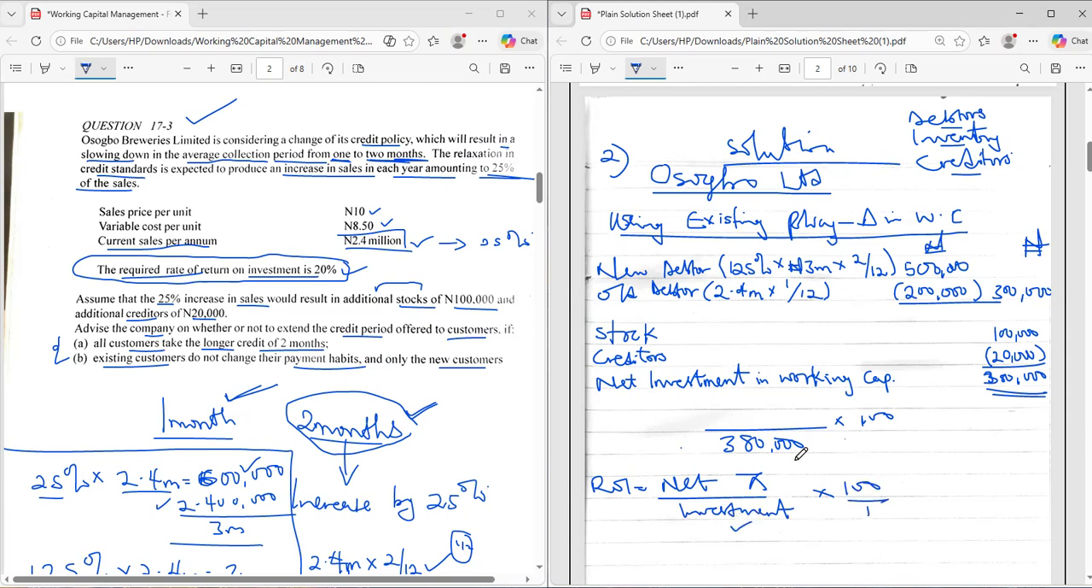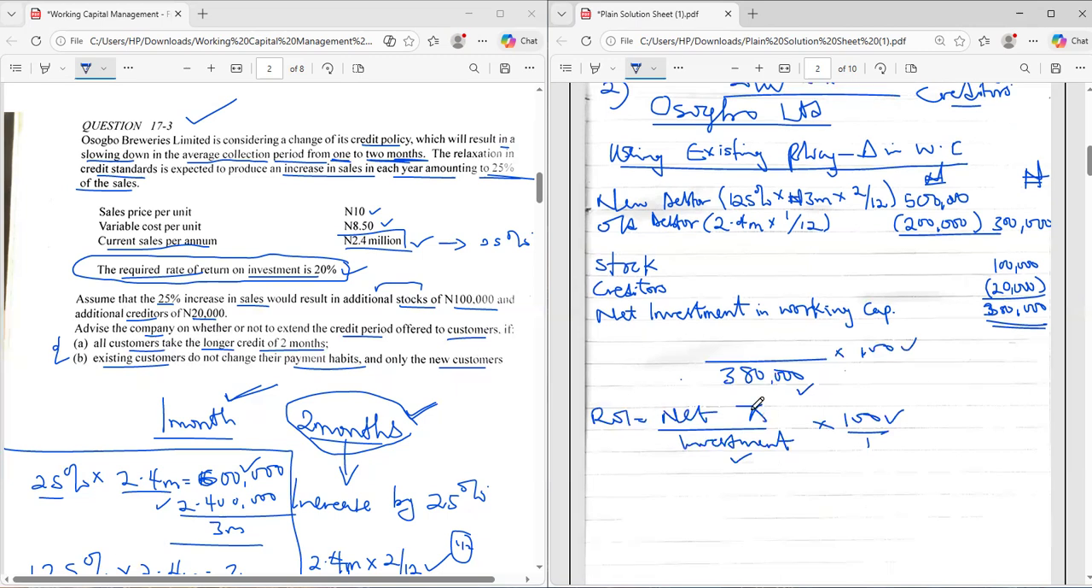So our investment is the 380, the money we want to give. The 100 is 100%. Then what is our profit? That's the first question. What's our incremental profit that we are making? The idea is that if your sales, your 2.4 million, increase by 25%, it therefore means that on average, profit will also increase by 25%.